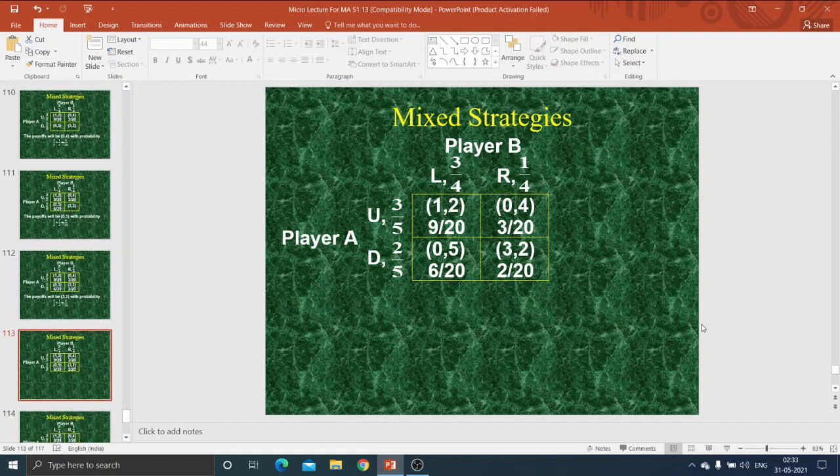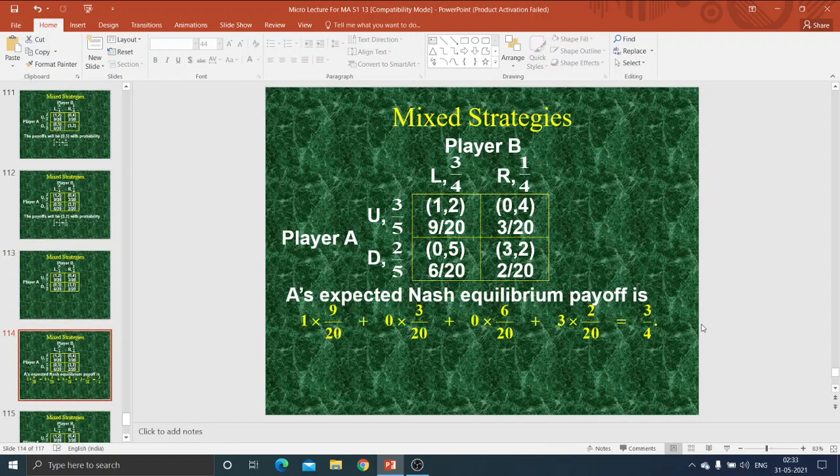If this is the case, you look at 9 by 20, 3 by 20, 6 by 20, and 2 by 20. So which one will you play? By the calculation of the probability, you'll go for the 9 by 20 case. That is the mixed strategy equilibrium, which gives the expected Nash equilibrium payoff: 1 times 9 by 20 plus 0 times 3 by 20 plus 0 times 6 by 20 plus 3 times 2 by 20, which is equal to 3 by 4, as we said.